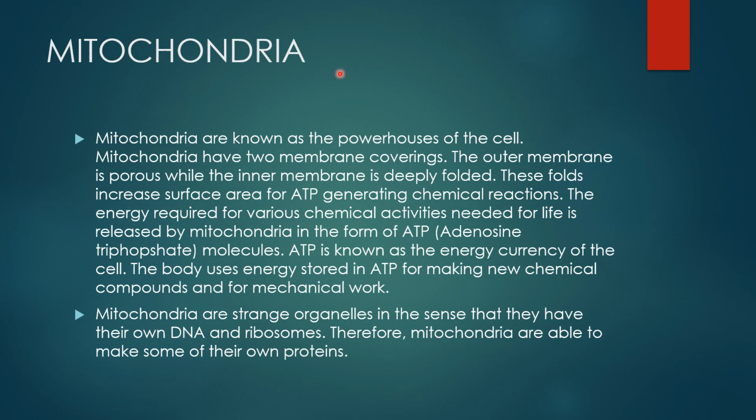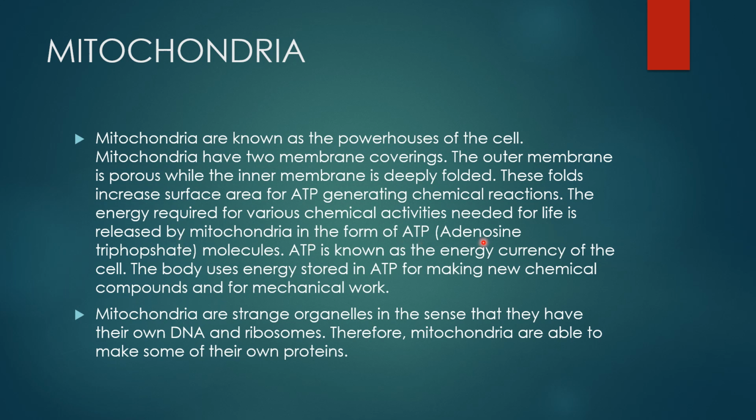Next is mitochondria. Mitochondria को हम बोलते हैं power house of the cell. ठीक है? They have two membrane coverings. Outer membrane होती है which is porous. Inner membrane होती है which is deeply folded. ठीक है? Folds क्या करते हैं? They increase the surface area for ATP generating chemical reactions. The energy required for various chemical activities needed for life is released by mitochondria in the form of ATP.